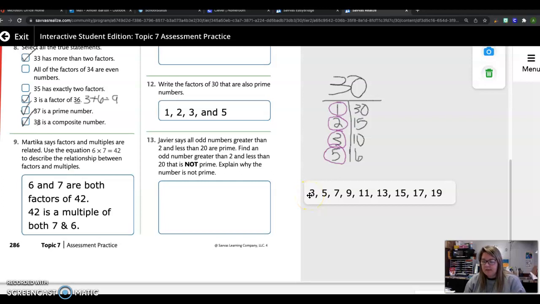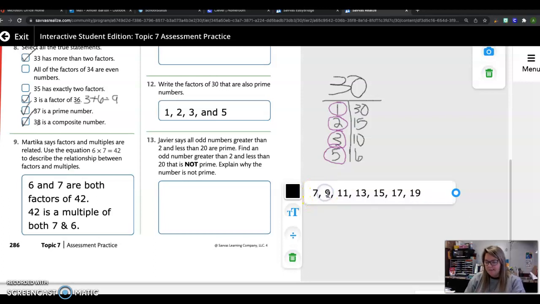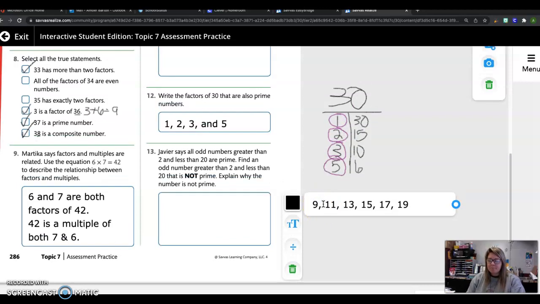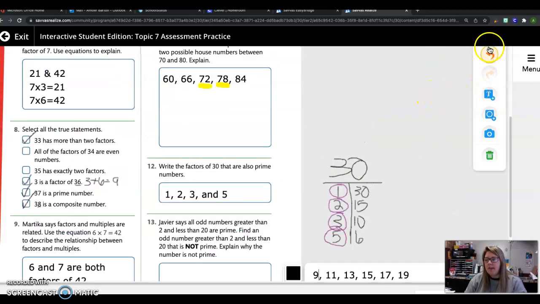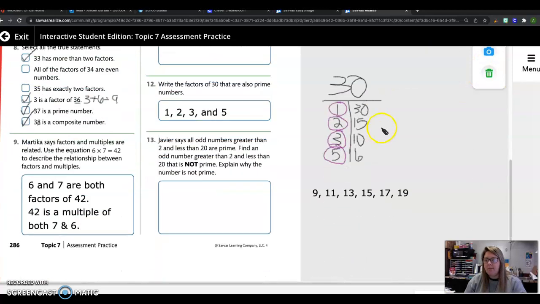So I'm going to go through and decide where I need to stop. We already established that 3 and 5 are prime numbers, so I can go ahead and mark those out. 7 is a prime number. The only factor pair that 7 has is 1 and itself. But when I get to 9, I know that 9 has more than just 1 and itself. If I were going to list out the factors of 9, I would have 1 and 9, and then I would have 3 and 3. So that tells me that 9 is not a prime number.